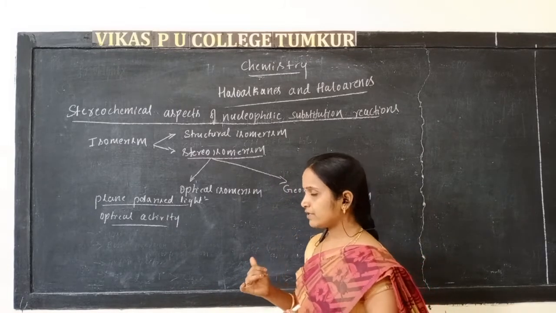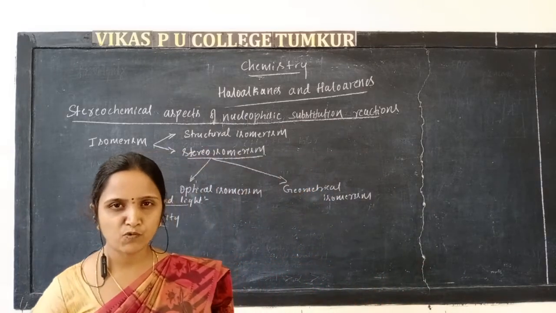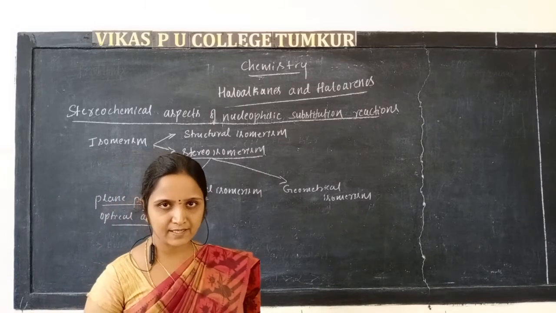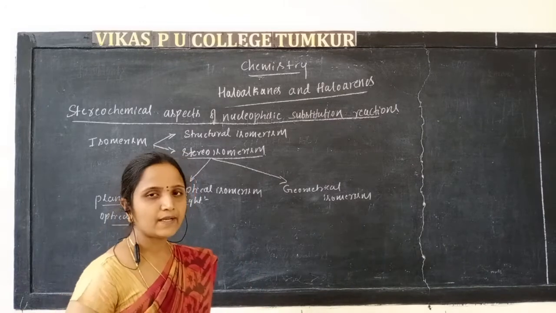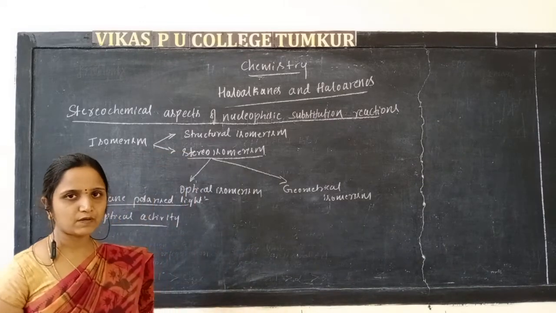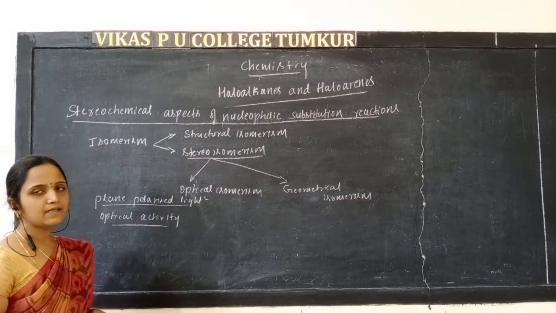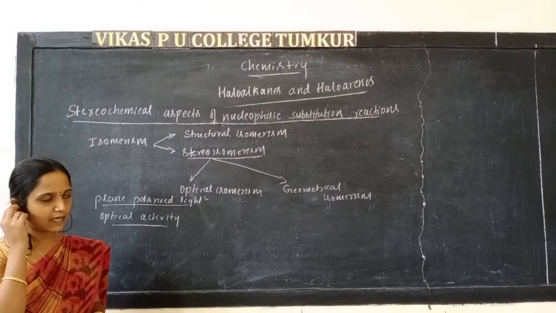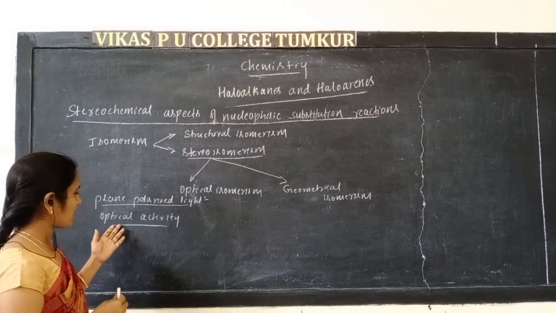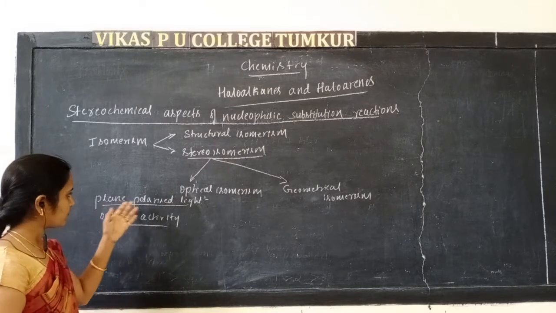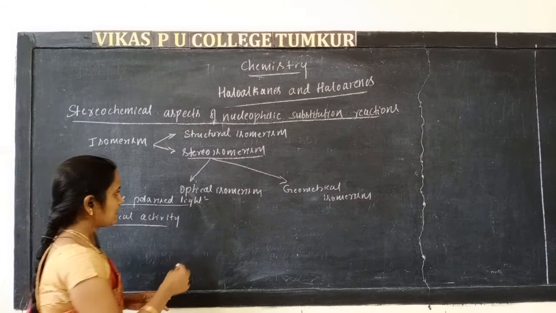Optical activity means solutions of some organic compounds can rotate the plane polarized light either left or right. Those compounds we call optical compounds, and the phenomenon is called optical activity. We know plane polarized light and optical activity. Now we are going to study optical isomerism.